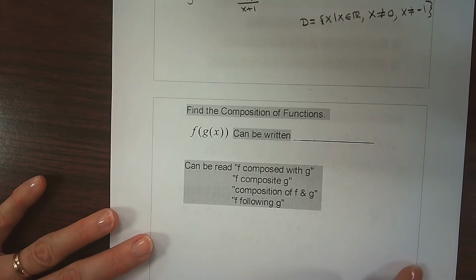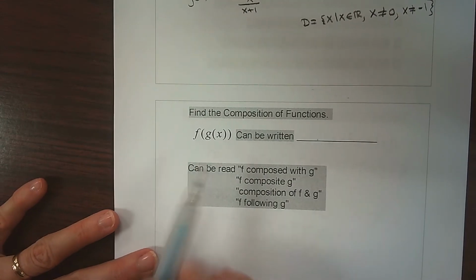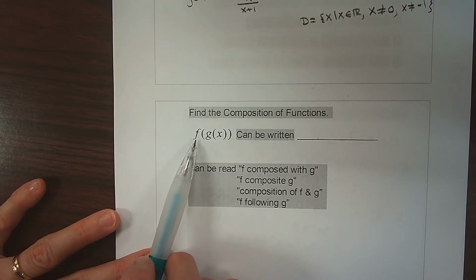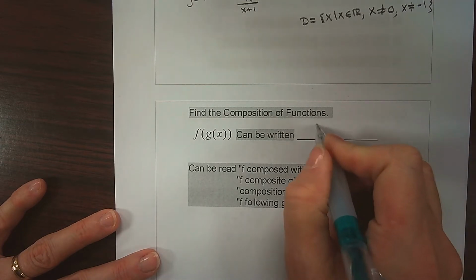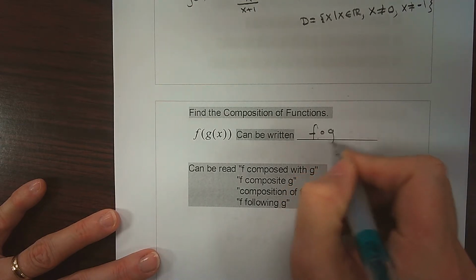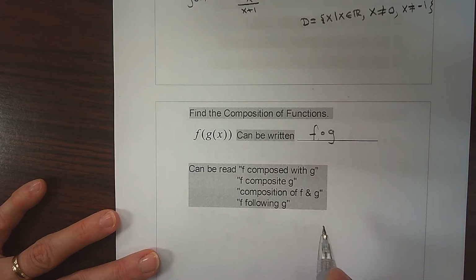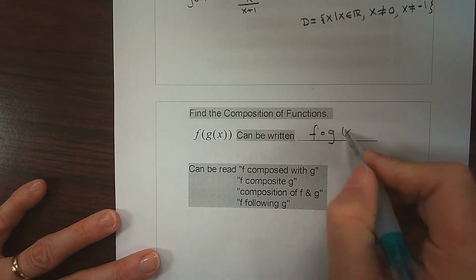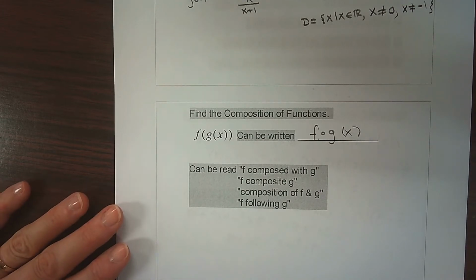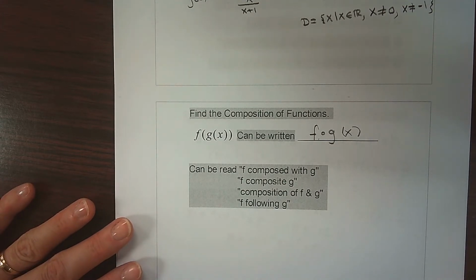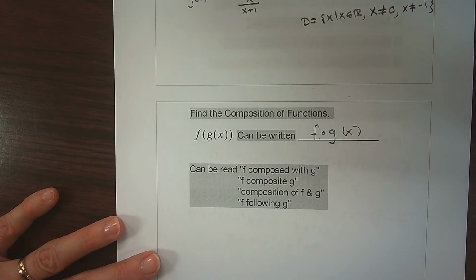Okay, find the composition of functions. So this composition, f of g of x, can be written, some of you call this fog. Use this little symbol in the middle. It sort of looks like an O, but it's smaller than that. Kind of reminds me of a degree symbol, but it's centered rather than being written as a superscript, right?